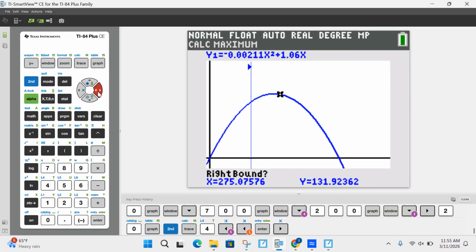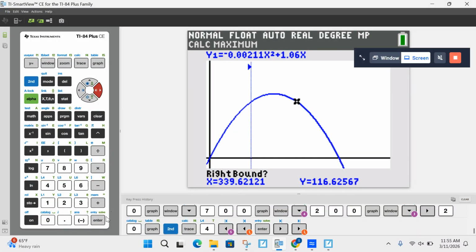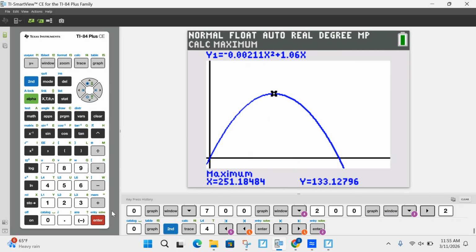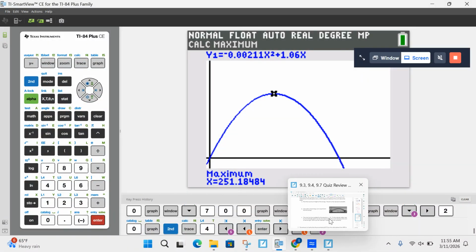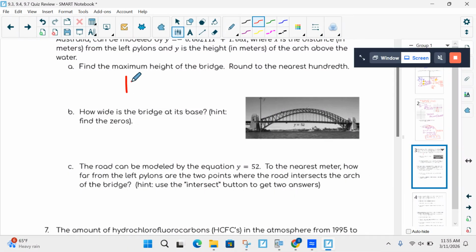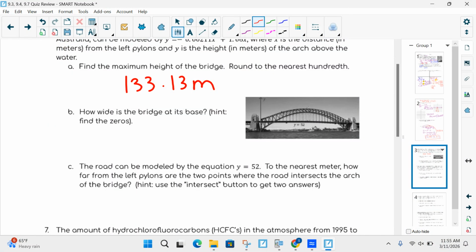I got a weird number. Well, just hang on and press enter, and then enter one more time, and I get, yep, that is exactly the right answer. So the maximum height would be the y value, 133.13. You could just round to the nearest meter, or you can write 2 decimal places. Oh no, it does say round to the nearest 100th. So let's go to our answers. It says 133.13 meters. And if you're having any calculator troubles, feel free to come up here and show me what is wrong, and I can help you.